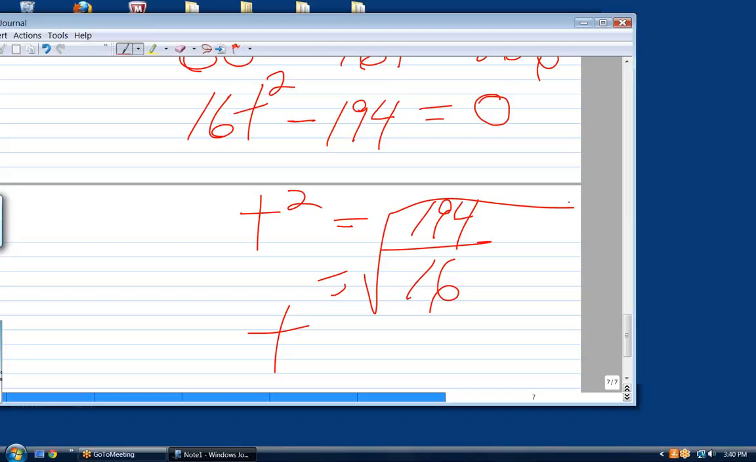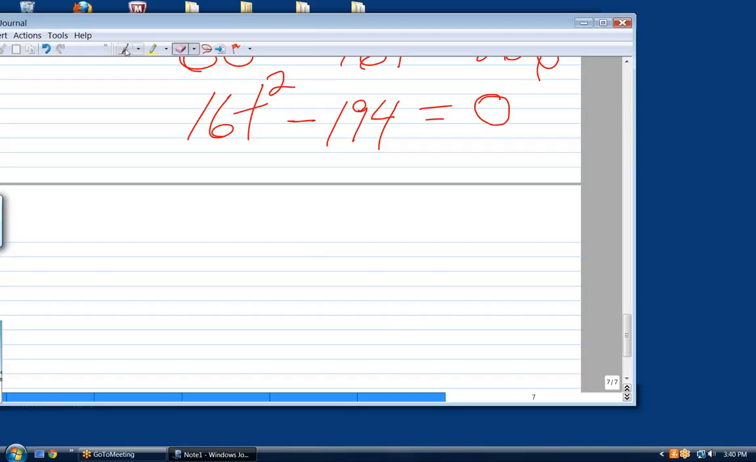Wait, couldn't you factor it if you move the negative 60 over? You don't really need to. The reason you don't need to factor this is because there's no t term. In other words, solving this is a simple matter of moving the 194 to the right side.